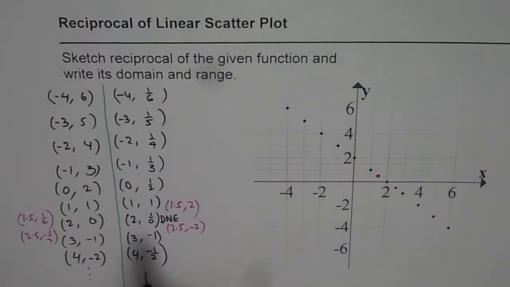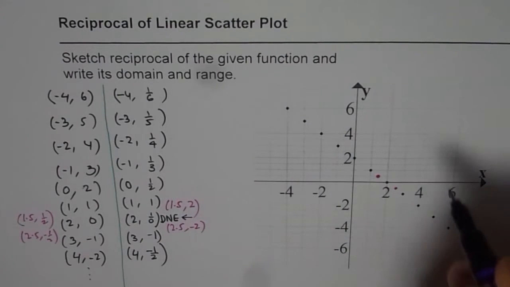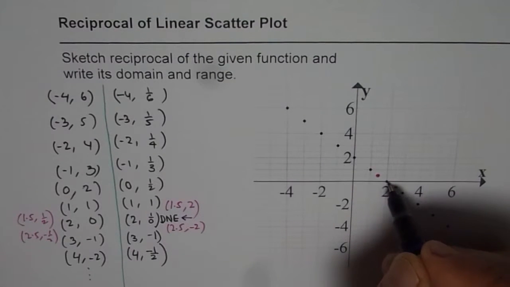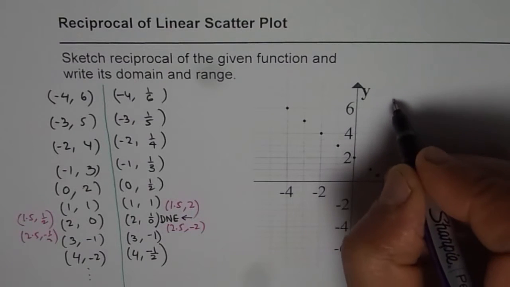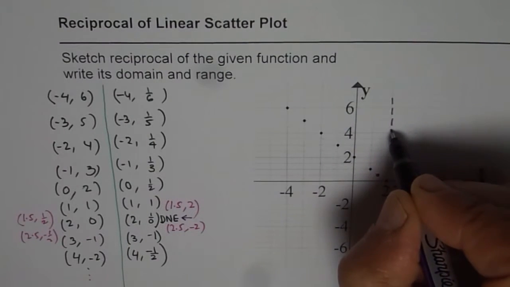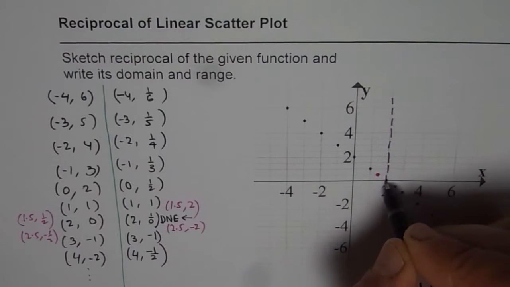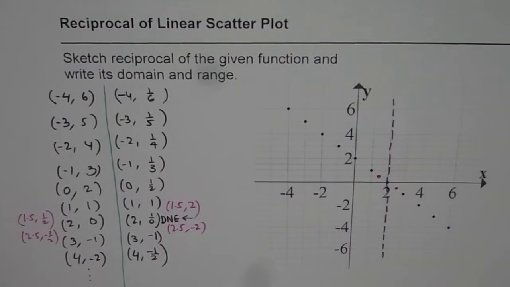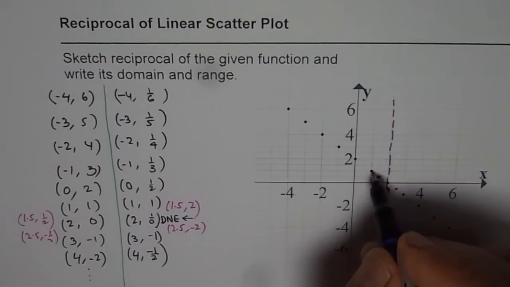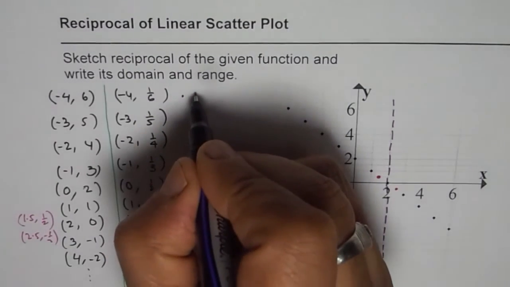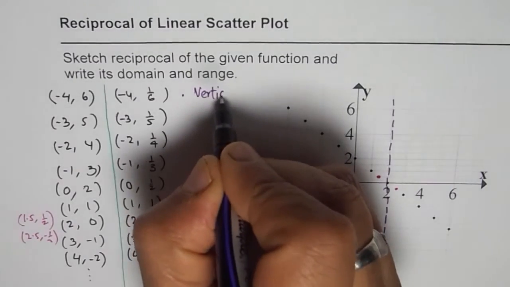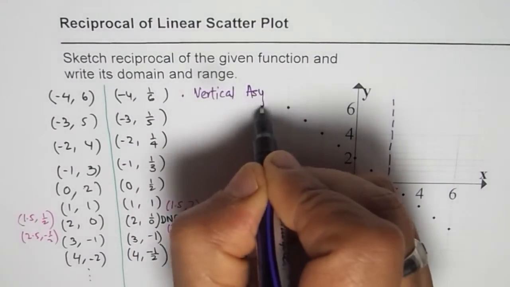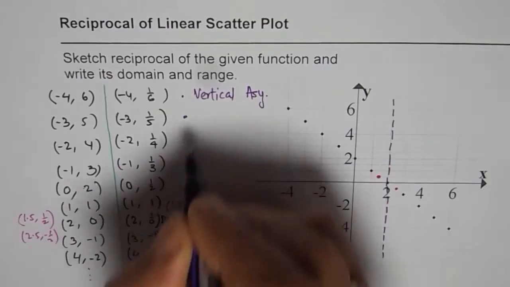Now, as you can see, the reciprocal does not exist there, right? This is the point. If the function is 0, 1/0 is not defined, so we have a vertical asymptote here. So we'll draw a vertical asymptote. This is the first thing which you should normally do when you're sketching the reciprocal of a function. The second important thing which I think you should look into is invariant points. So first we are looking for the vertical asymptote. Second, we look for invariant points.